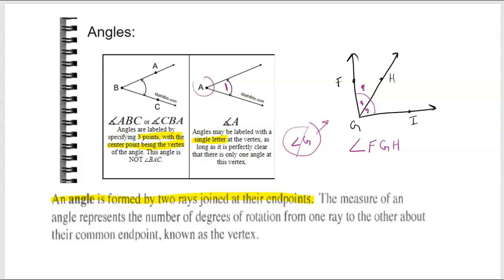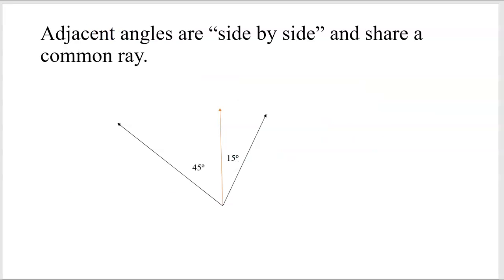Now, we have a lot of different types of angles that we can address. One of the first types of angles that we can talk about is something known as adjacent angles. So go ahead and copy this down. Adjacent angles are side by side and they share a common ray.